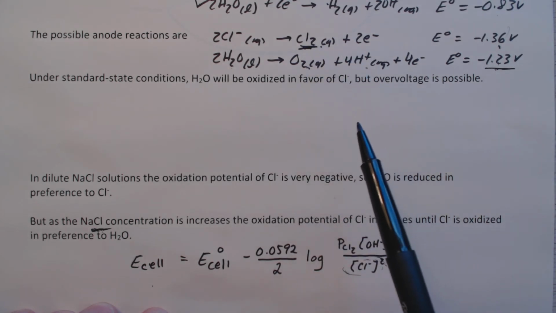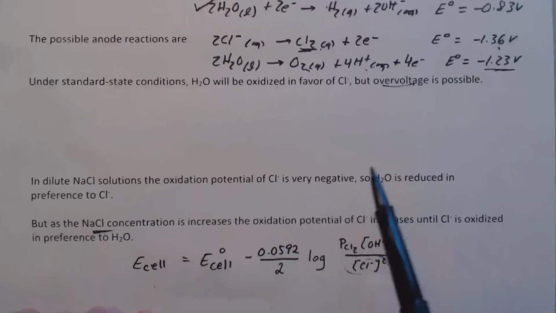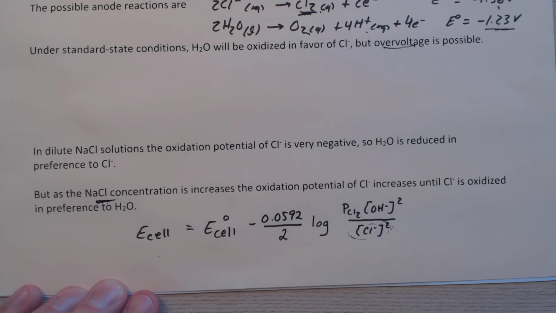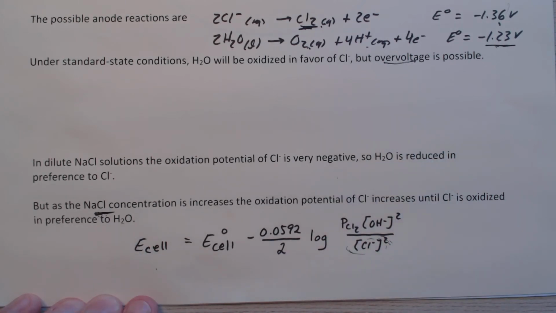formation more likely if we use overvoltage or we increase the concentration of the sodium chloride. So when you're doing this kind of reaction, you have to be careful of overvoltage and also of the concentration of the sodium chloride.